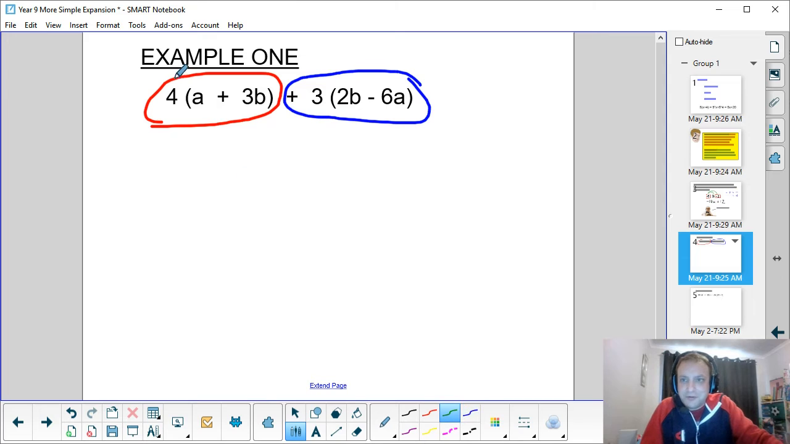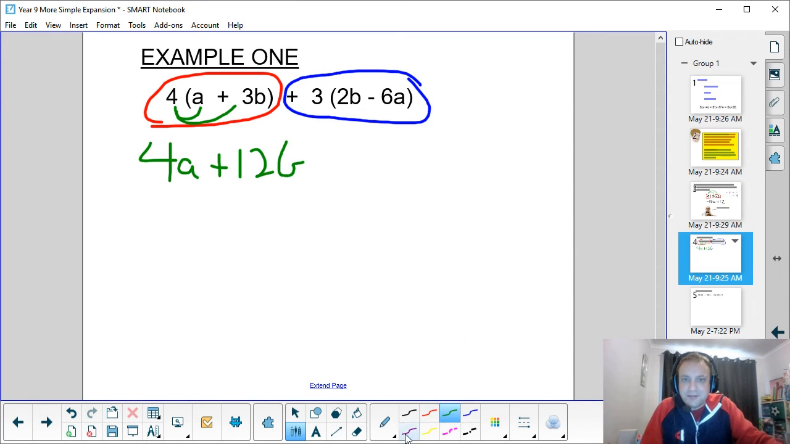So we'll start with the 4. The 4 hits the a, it makes a 4a. And the 4 then hits the 3b, right? We're still not putting a's and b's together because we can't. We're just multiplying them one at a time and building our answer from that.